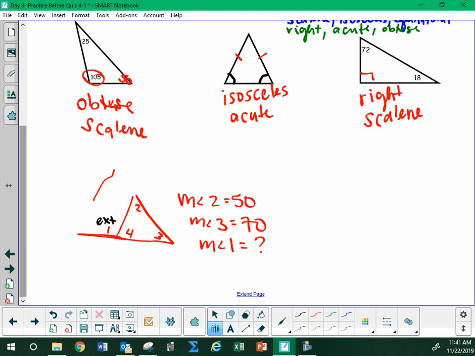120. So my exterior angle equals the sum of the remote interiors. 120. I was thinking of angle 4. That's what I figured.